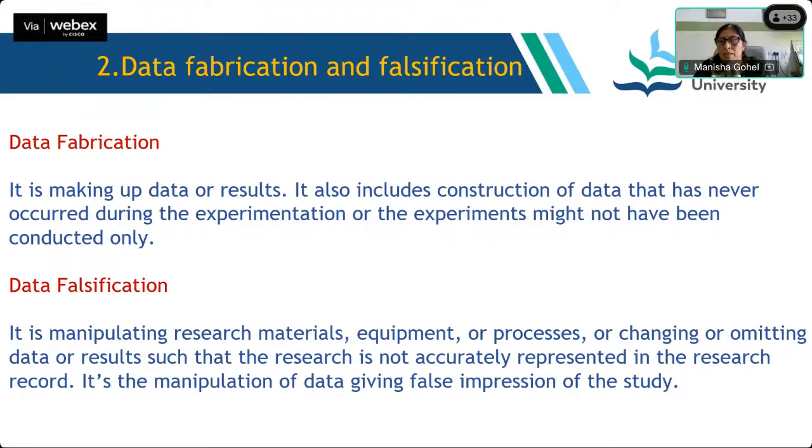Dr. Revati, please mute your mic. Dr. Revati, please mute your mic.